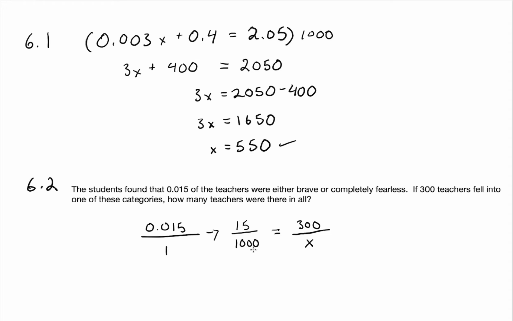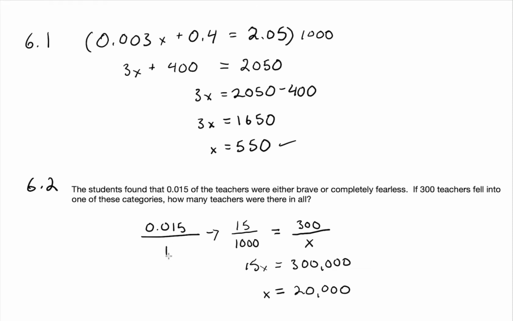So let's do 300 times 1,000. That's going to give us, actually, I'm doing that backwards. We need to do 15 first. 15x. And then this is going to be 300,000. Now we can divide everything by 15. And the answer to that is 20,000. All right. Any questions?